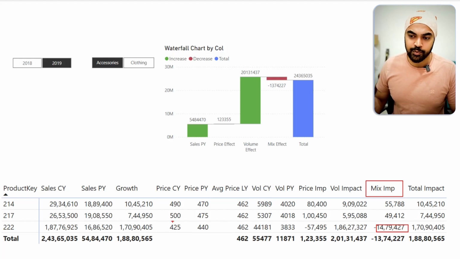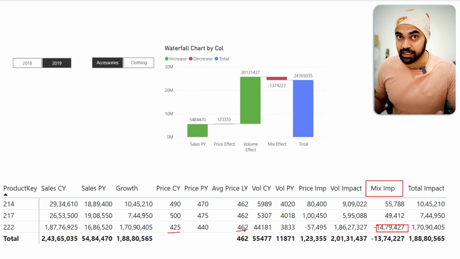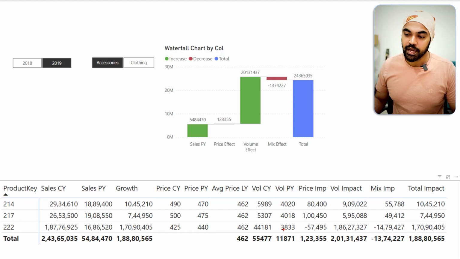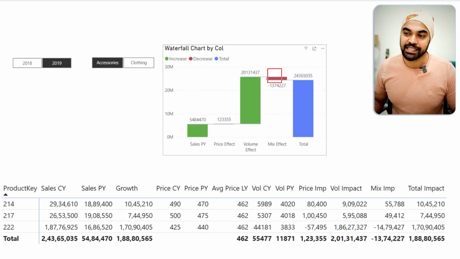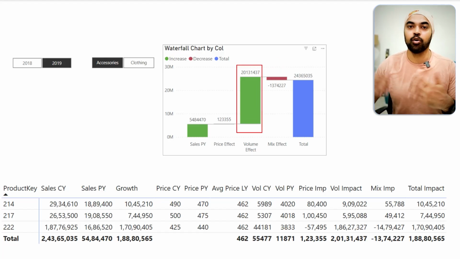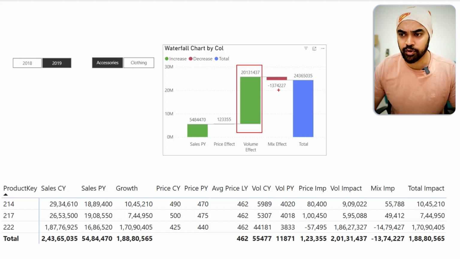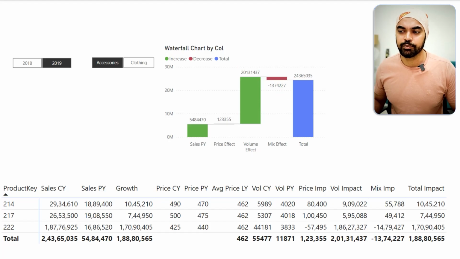So if you take a look at this one, the price current year is 425, and the average price of the products was 462. That means it was cheaper as compared to the last year's average pricing, and you sold a lot of that product. If you take a look at the previous year volume, it was 3,800 units, and this time it was 44,000 units. And that's why the mix effect is kind of pulling your revenue down right here. You did gain a bit on the volume by selling a lot of the units, but mix wise, are you selling more revenue generating products? The answer is no. You actually sold cheaper products right here.